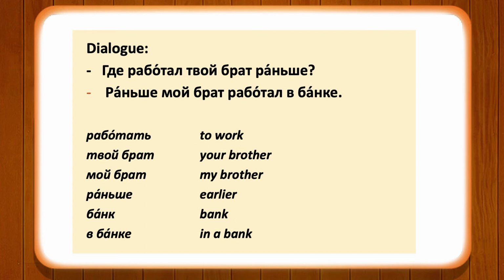The answer would be: раньше мой брат работал в банке. Раньше, earlier. Мой брат, my brother, работал, the past tense form according to the noun of masculine gender. Brat is a noun of masculine gender, that is why работал. В банке is in the bank. Answering the question, где. Где работал твой брат раньше? Where did your brother work earlier? Раньше мой брат работал в банке. Earlier, my brother worked in a bank.